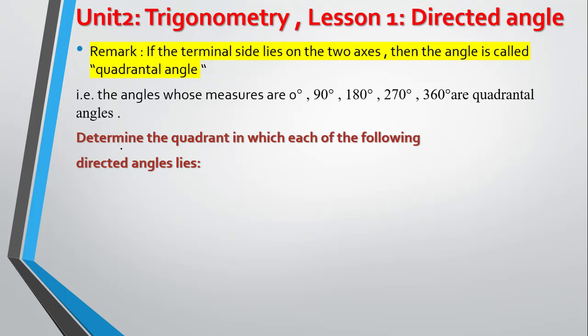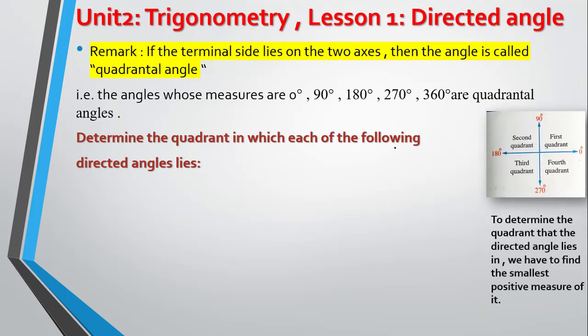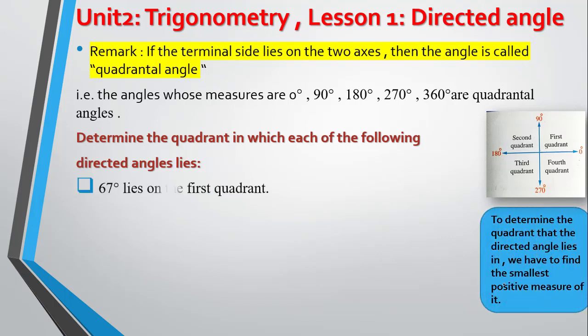Let's take this exercise. Determine the quadrant in which each of the following directed angles lies. Let's start with the first one. I want you to notice that if you want to determine the quadrant, we have to find the smallest positive measure of the angle. It's easier to get the quadrant. Number 1, for example, 67. 67 is between 0 and 90, so it is in the first quadrant.